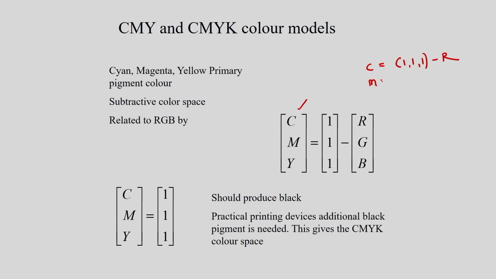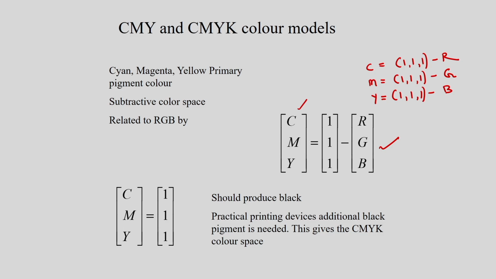What is magenta? Magenta you can get as 1 minus G. So, you will get the magenta color. What is yellow? Yellow is 1 minus B. So, you will be getting the yellow color. So, you can see by using these expressions you can get the secondary colors. The secondary colors are cyan, magenta and yellow.